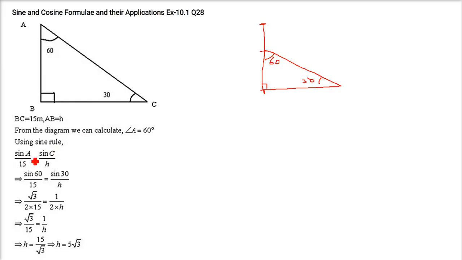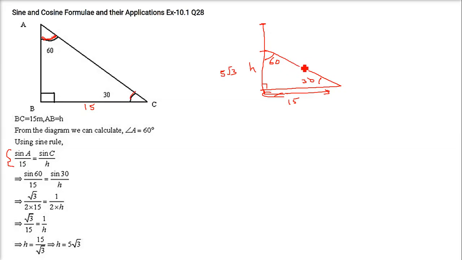So first of all, we'll use the sine rule. If you take this as sine A, this is 15. From here to here, the distance is 15. So sine A by this 15 is equal to sine C by this height, h, right? So h will be what? If you solve it, h will be 5 root 3.